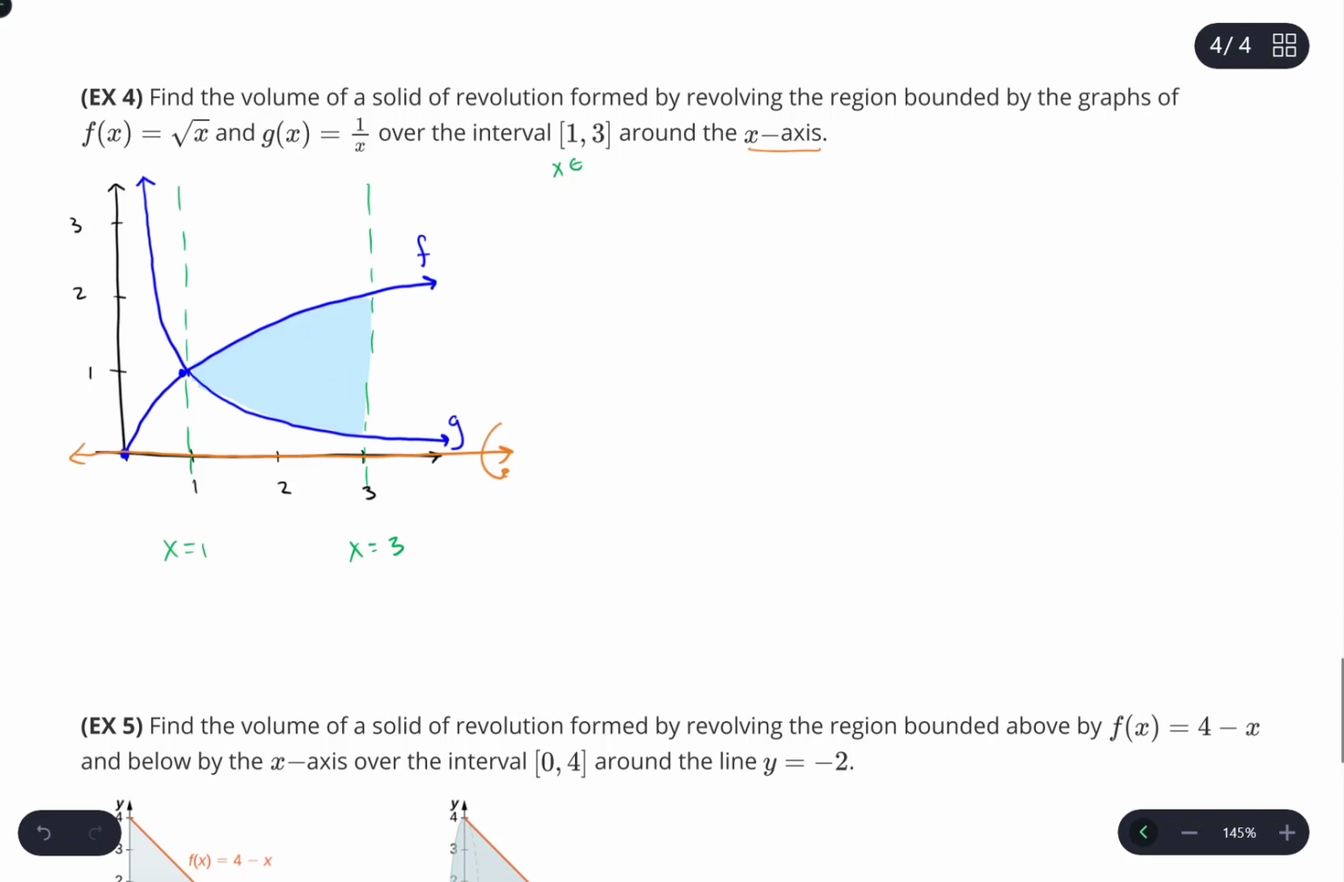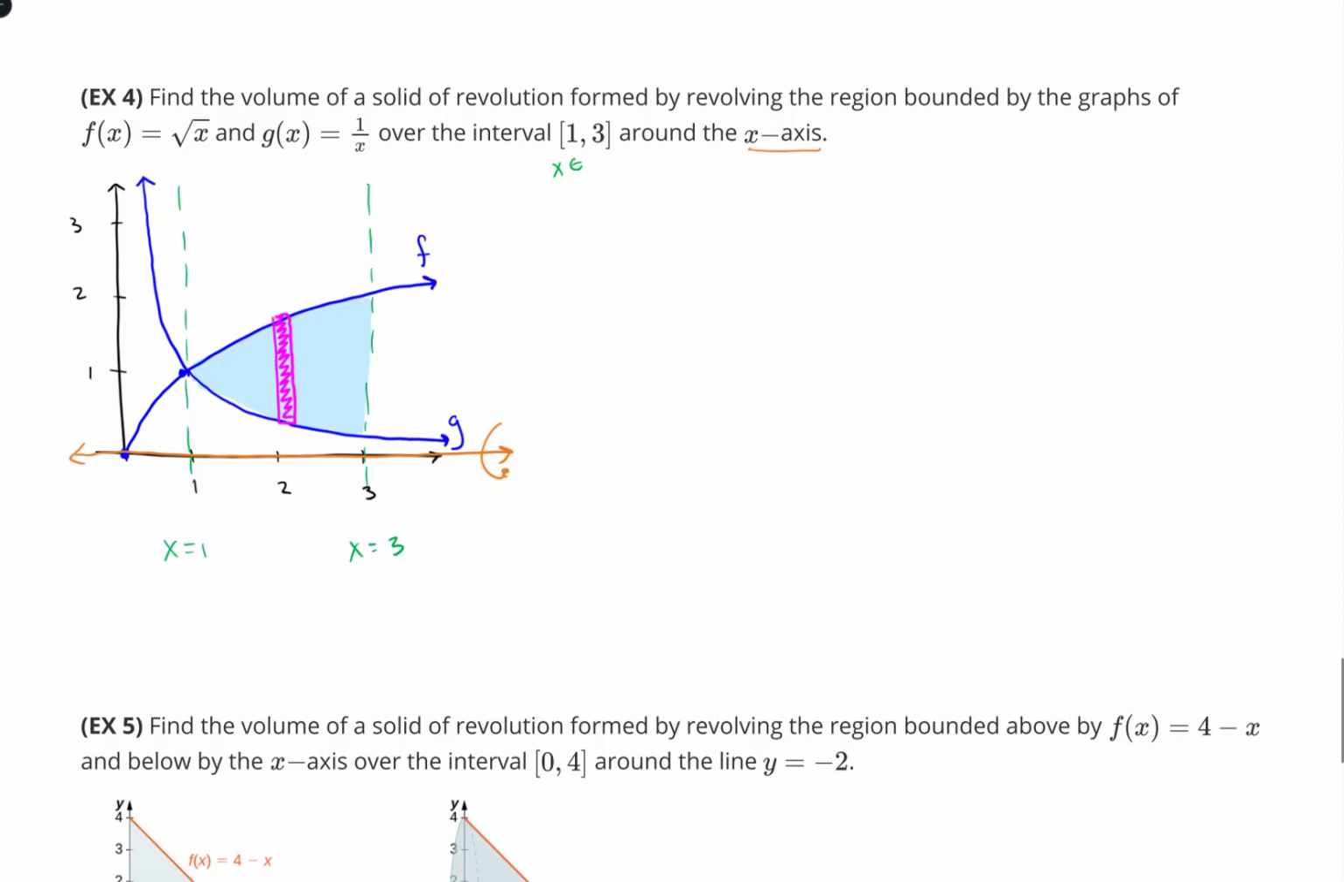Okay, now since I'm rotating around the x-axis, I will need to use a vertical rectangle. I don't really have any choice here because, again, even with the washer method, we don't have any means of dealing with rectangles that are oriented perpendicular to the axis of rotation just yet. So that's how we'll need to start.